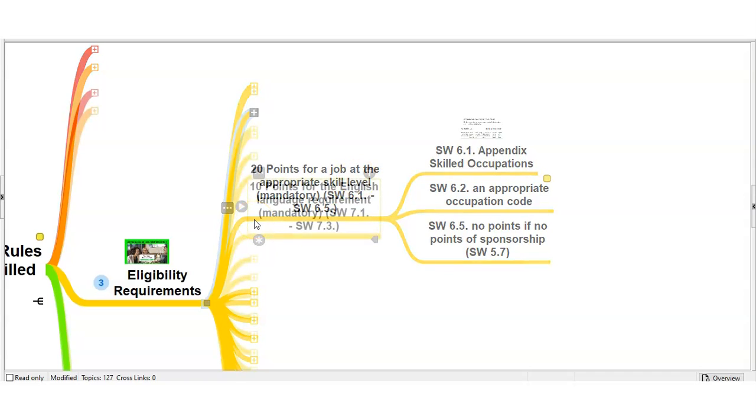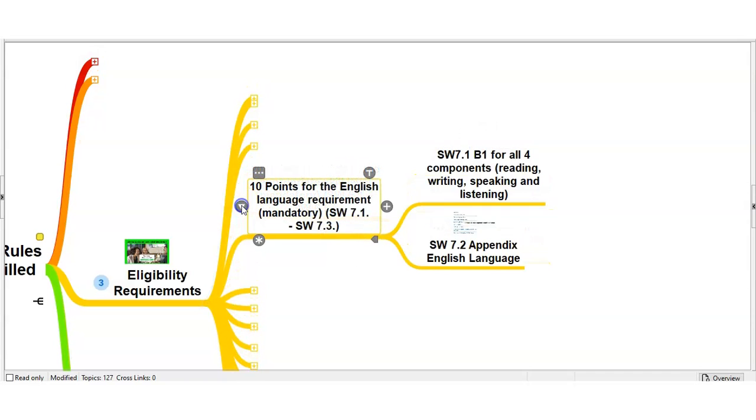The next mandatory 10 points is for the English language requirements. Guys, this is all very simple now with English language requirements. This should be at the level of B1 or above, and very importantly they specify here that it has to be for all four components: reading, writing, speaking and listening.